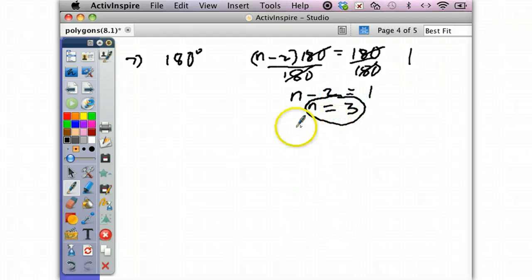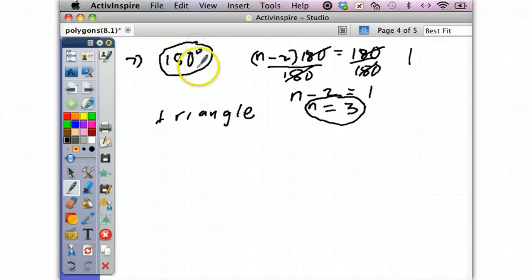As Josh said, this is a triangle because it has 3 sides. N equals 3. It's a triangle. But here's what you do. You simply take the sum you're given, divide it by 180, listen carefully, and add 2 to it. See it? Let's look at it again. You take the sum you're given, divide it by 180, which will give you 1, and you add 2 to it, you get the answer.